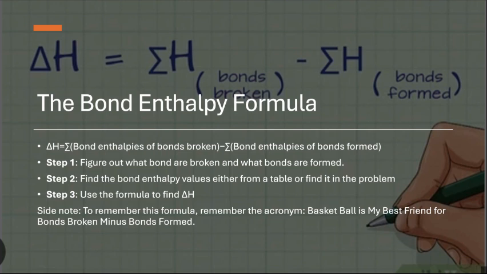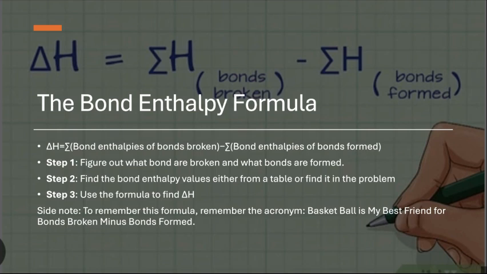So now let's look at the bond enthalpy formula on slide 4. The formula is delta H is equal to the summation of the bond enthalpies of the bonds broken minus the summation of the bond enthalpies of the bonds formed. And note that the backwards E looking figure means the summation.